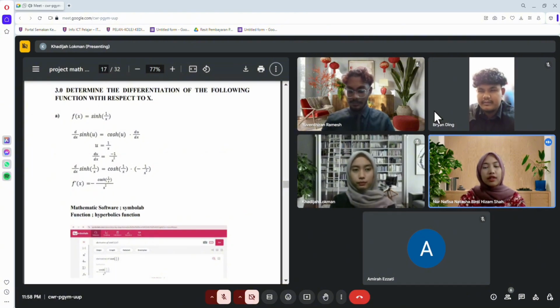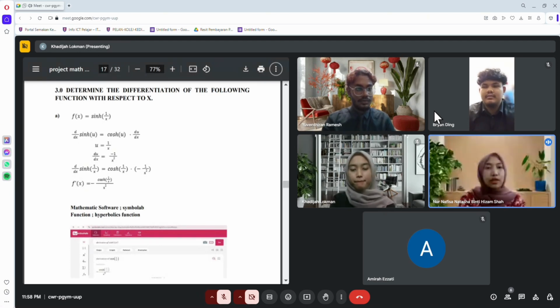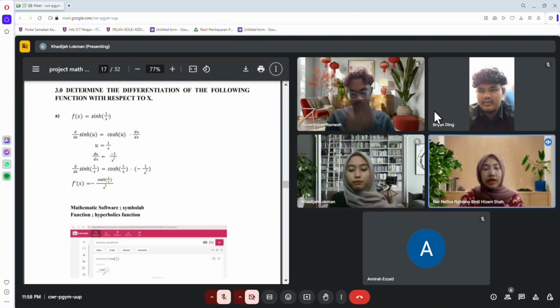Okay, so we move to 3.0. In this part, we are going to determine the derivative of the following functions with respect to x. In question A, f(x) equals sinh(1/x). We find the derivative of the given function using differentiation rules. By applying the correct formula, we determine how the function changes at any point. Differentiation helps us to analyze such a problem quickly and accurately.